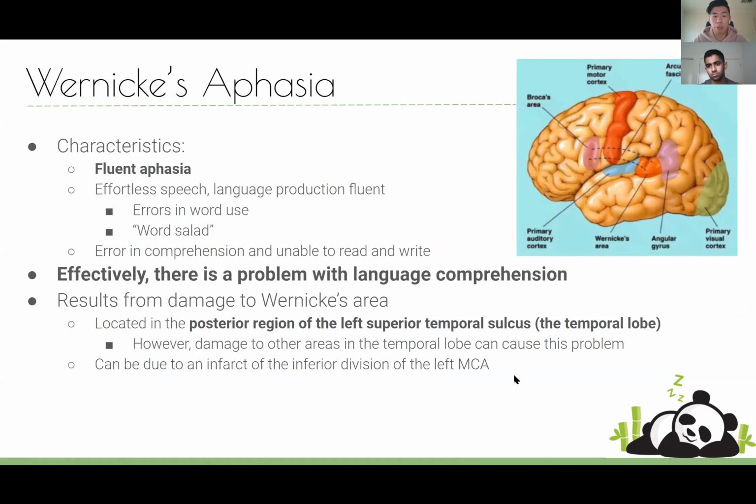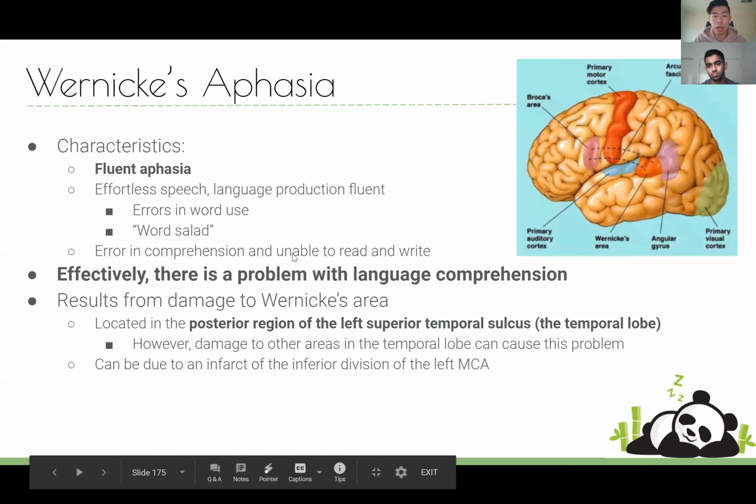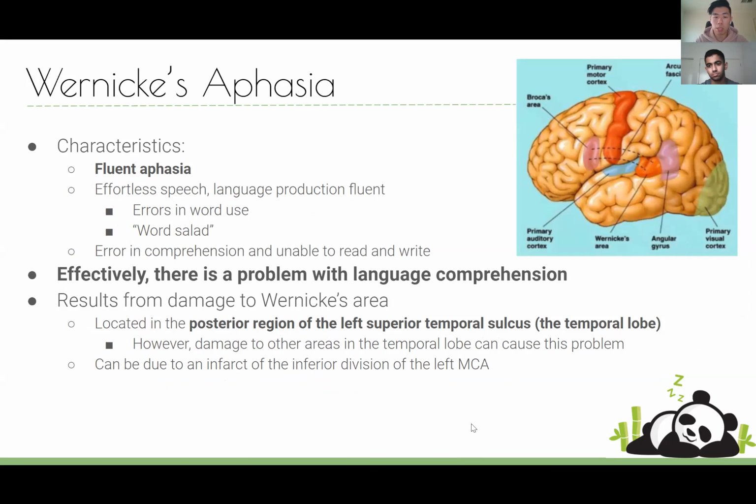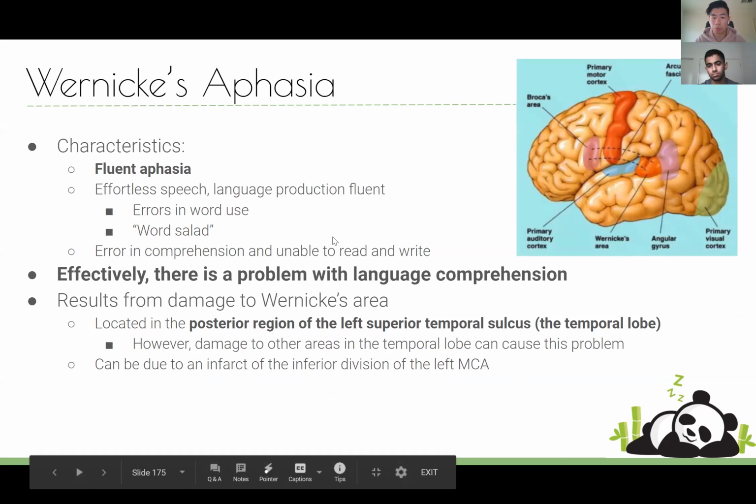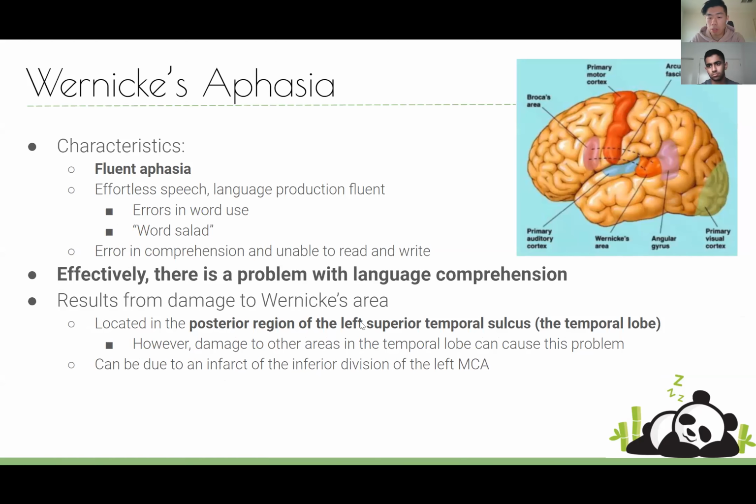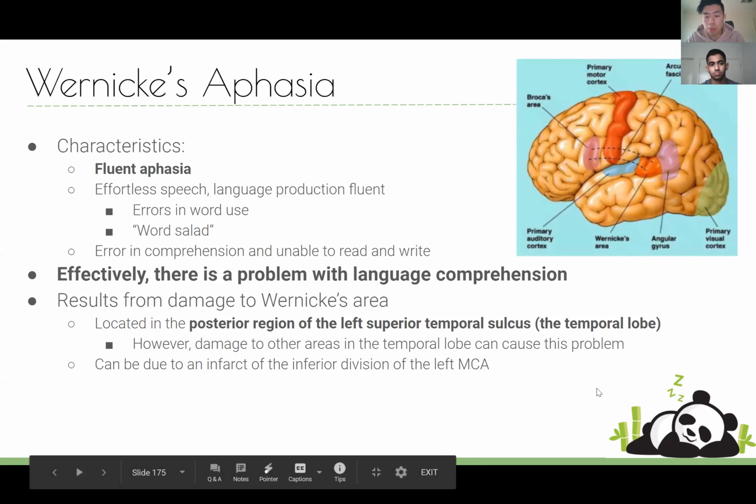Wernicke's aphasia, on the other hand, is a fluent aphasia. They have a problem with language comprehension. They have word salad, they have errors in word use. And this is located in the posterior region of the left superior temporal sulcus, or the temporal parietal region, sometimes also known. And this can also be affected by an MCA stroke.